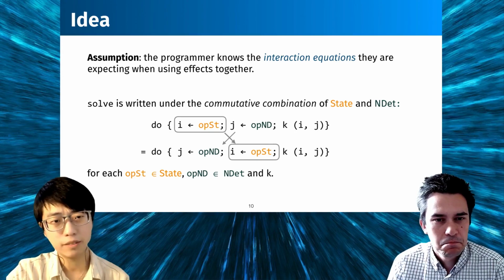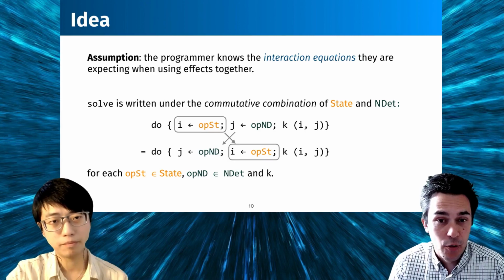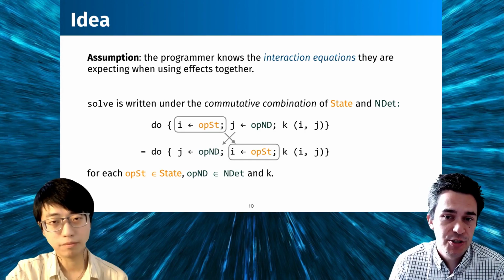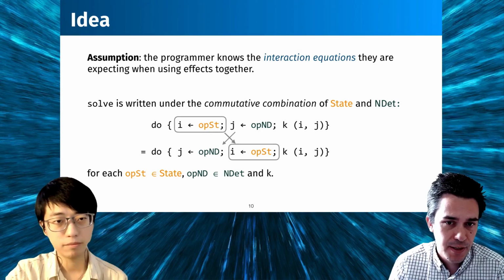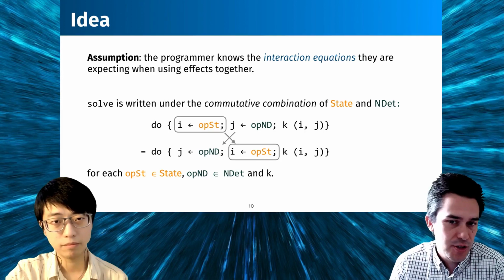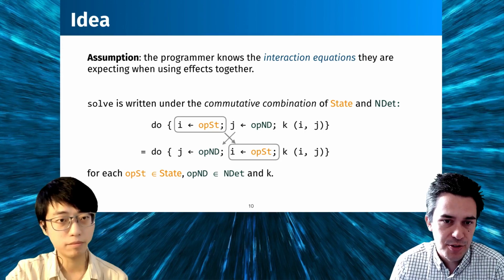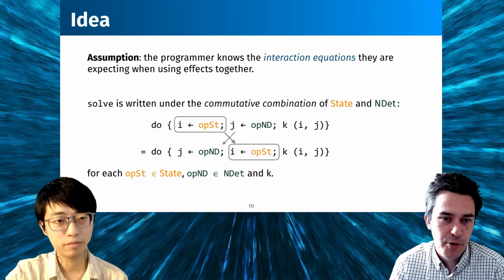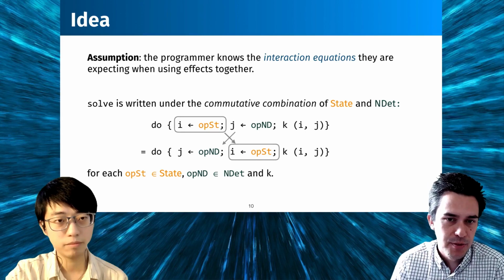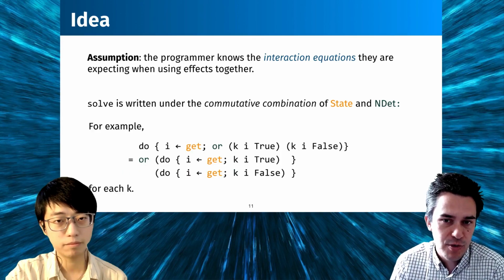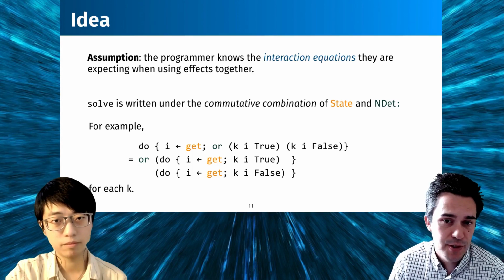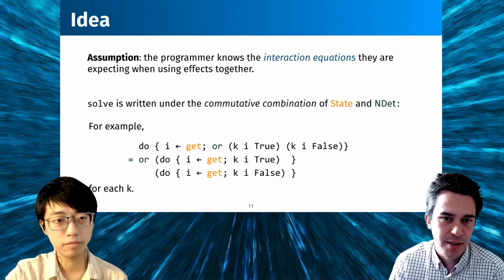I think I also assumed non-deterministic operations and state operations are commutative, in the sense that two adjacent state and non-determinism operations can be swapped without changing the meaning of the program. For example, my solve program assumed reading the state before and after a non-deterministic choice is equivalent, which intuitively means that different non-deterministic branches have independent state.